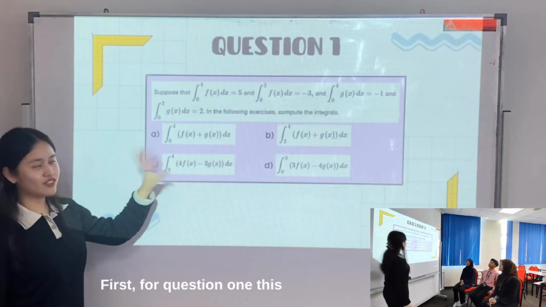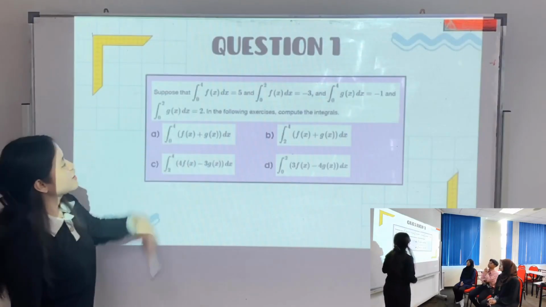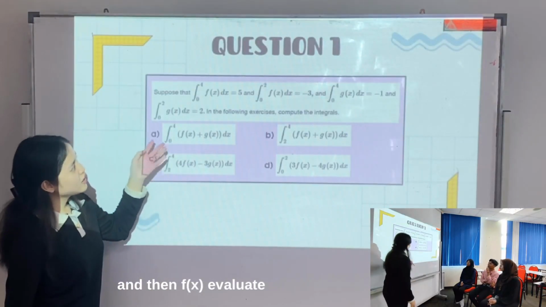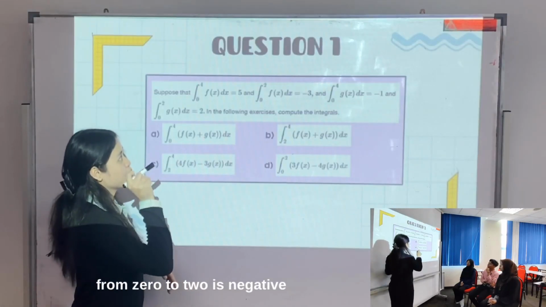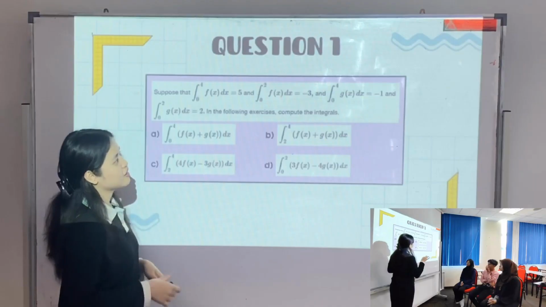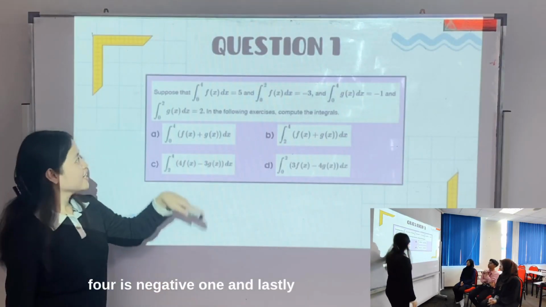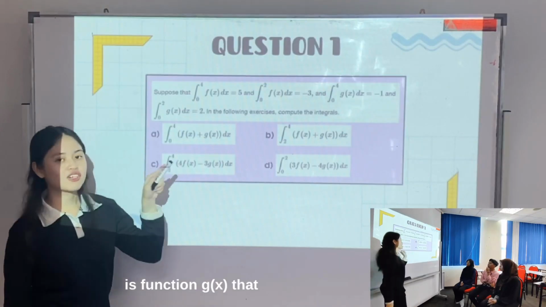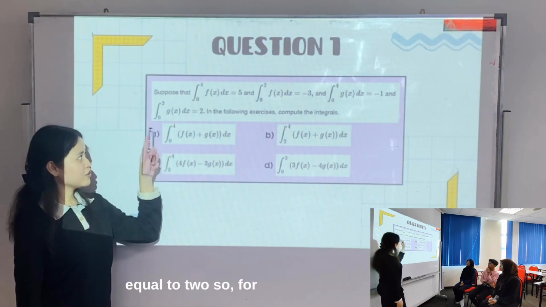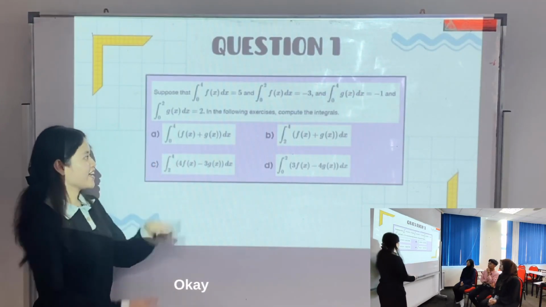Okay, first, question 1. This is the question. Given that the integral of f(x) dx from 0 to 4 is 5, and the integral of f(x) from 0 to 2 is negative 3. The integral of g(x) from 0 to 4 is negative 1, and lastly the integral of g(x) from 0 to 2 is equal to 2.